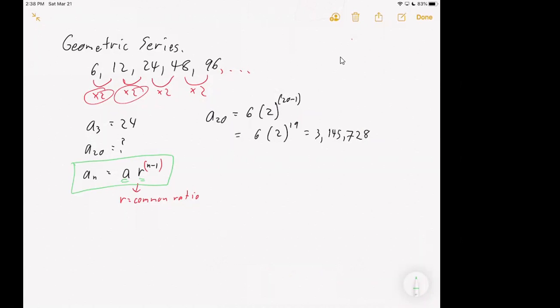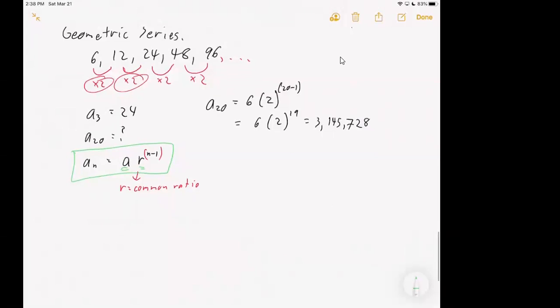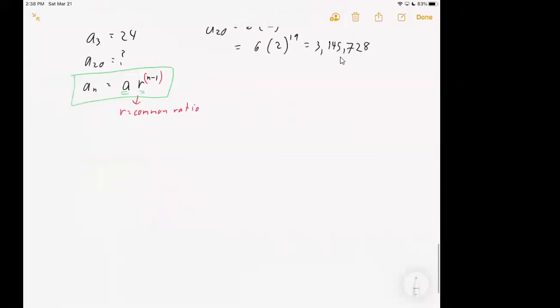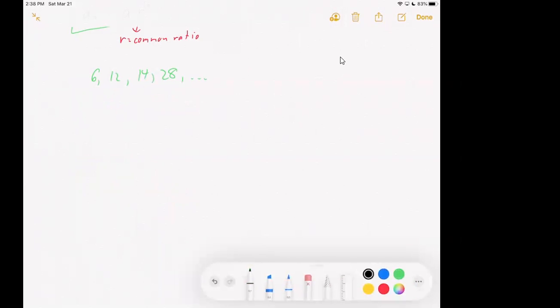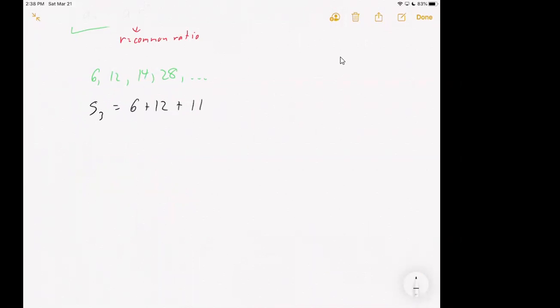Now we could use the same sequence, and we could try to find out some partial sums. So let me just write the sequence over again: 6, 12, 24, 48, and so on. If I had asked you what is S3, that would be 6 plus 12 plus 24. That looks like 42. So that's easy to compute without a calculator or without any special formulas.